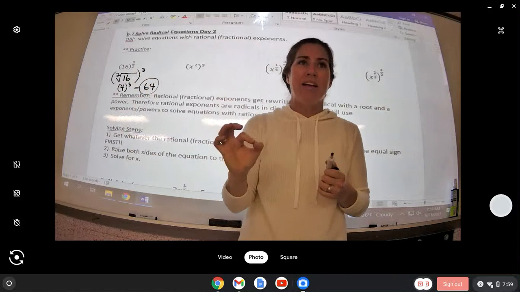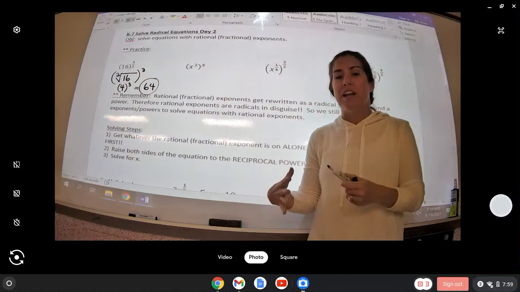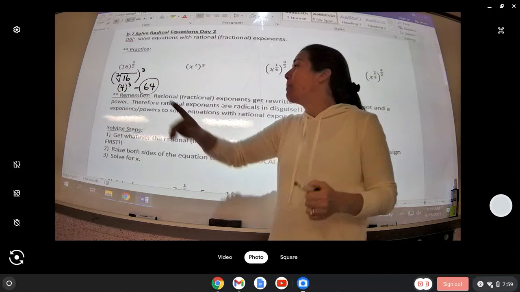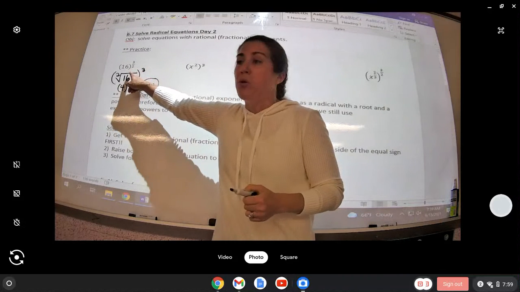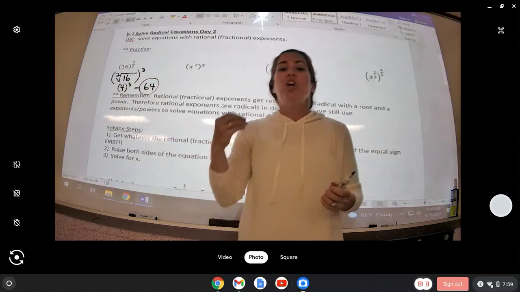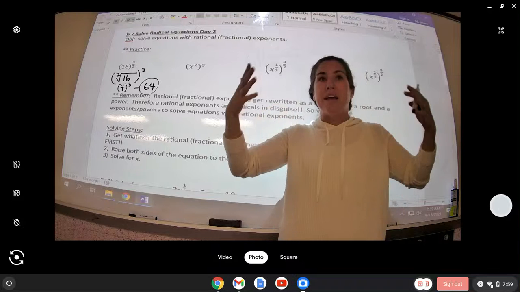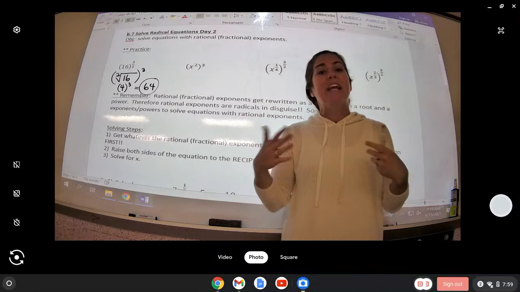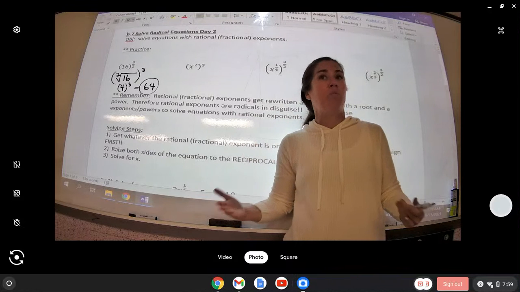So just remember that if you have a rational or fractional exponent, that's actually a radical in disguise. The problems that we work on today are not going to have radicals in the equation, but they're going to have these rational exponents, which we know are radicals in disguise. So we're still going to have to use exponents and powers to solve these equations today, even though it's going to look like they don't have a radical.